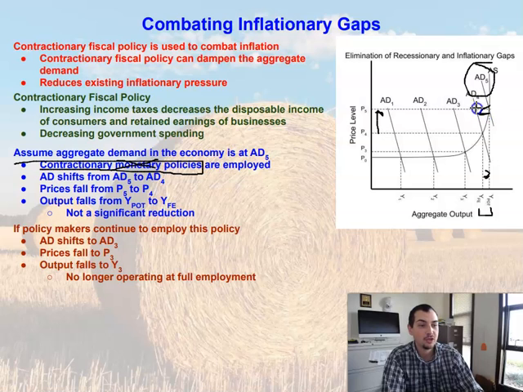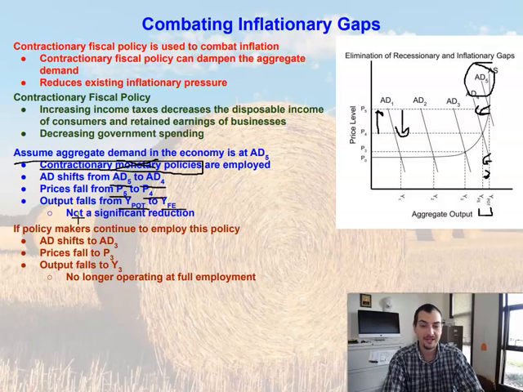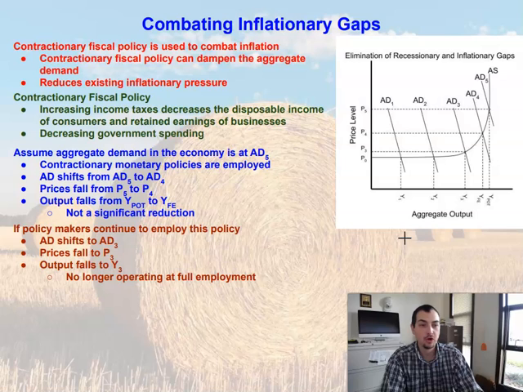So we employ this contractionary fiscal policy, and it shifts aggregate demand to the left, from AD5 to AD4. Prices fall from P5 to P4, so we have a drastic decrease in prices, and output falls from Y potential to YFE. So we have a small decrease in output. Our output does decrease, but it's really not a significant reduction. Essentially, that's how we're going to be reducing our inflationary gaps.